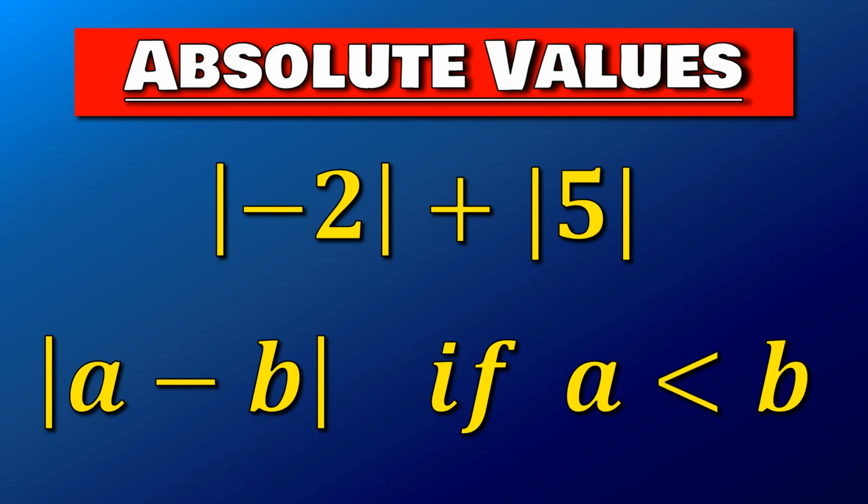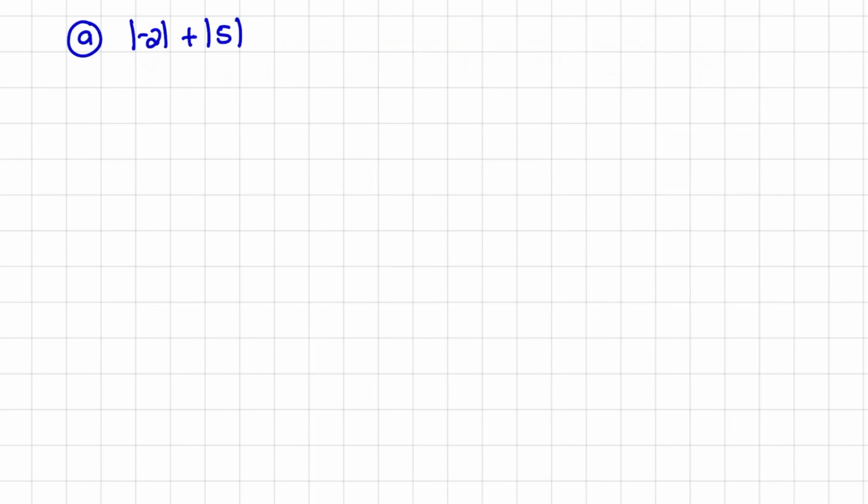In this tutorial, we'll have 5 examples on basic calculations with absolute values. So in our first example, we have the absolute value of -2 plus 5. Now the absolute value of -2 is simply 2, plus 5, which is equal to 7.